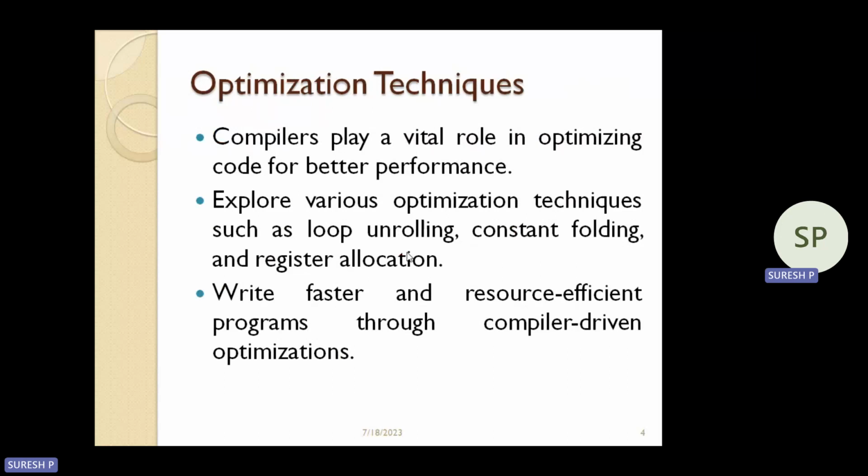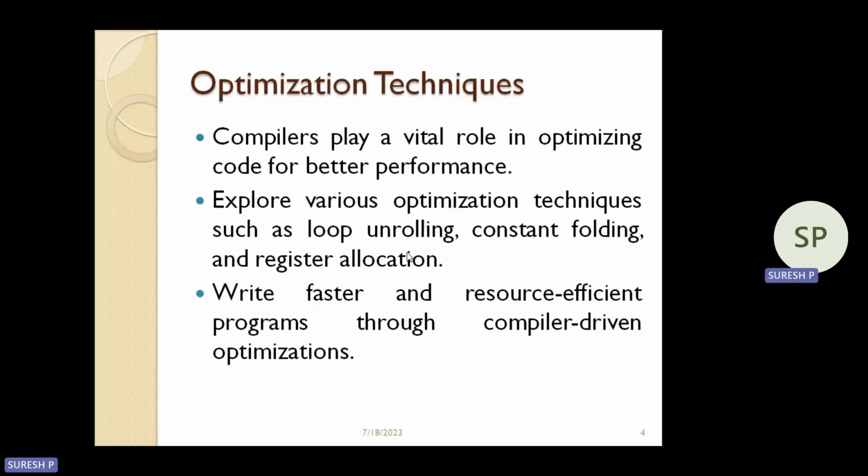It also explores various optimization techniques: loop unrolling, constant folding, and register allocation. Loop unrolling unrolls the loop, so it is not executed in a sequential manner. Which registers are free and what actions can be taken in parallel will be taken into consideration, and those loops will be executed in parallel.